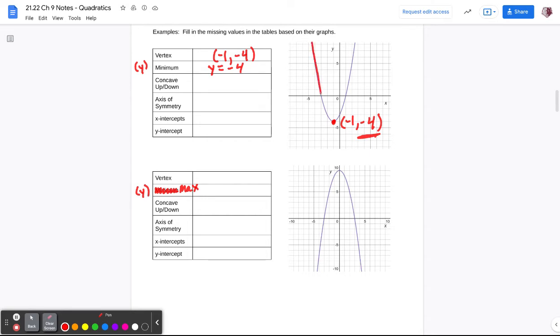This parabola opens up. So you'll see that the arrows are pointing up on the graph. It's going up towards positive infinity. So this one is concave up.